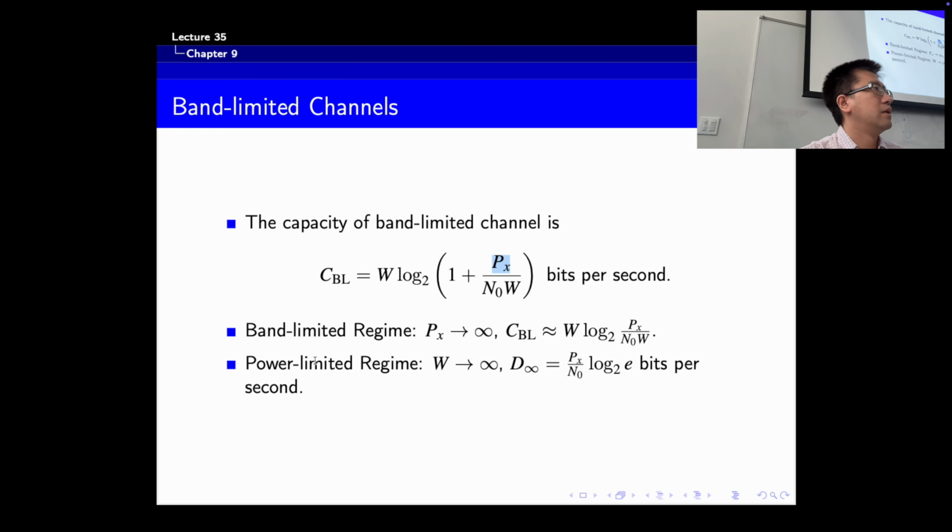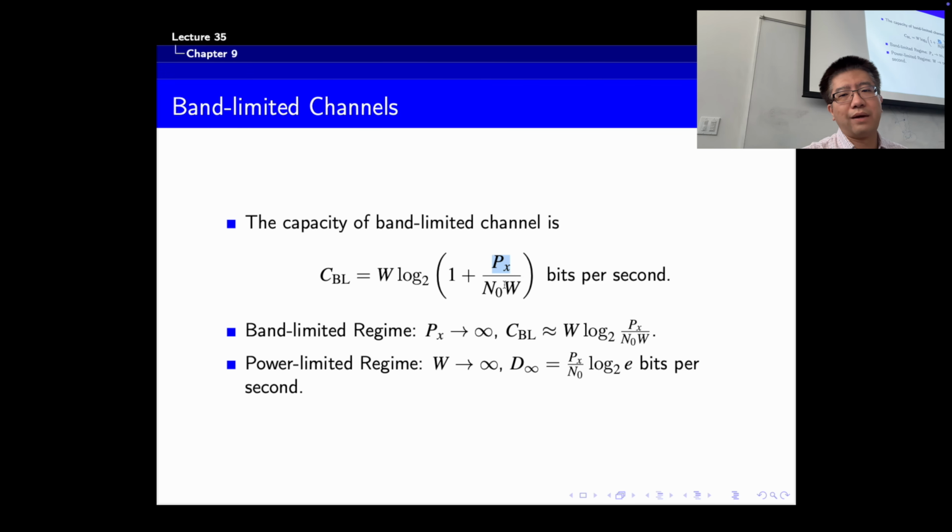And the other regime is the power limited regime, which means that the bandwidth can go to infinity, but power is limited. In this regime, when the bandwidth goes to infinity, the capacity equals Px over N naught times a constant. Basically the capacity is proportional to SNR. And you can see it's not scalable with the bandwidth. When the bandwidth goes large, the capacity will converge to a constant.